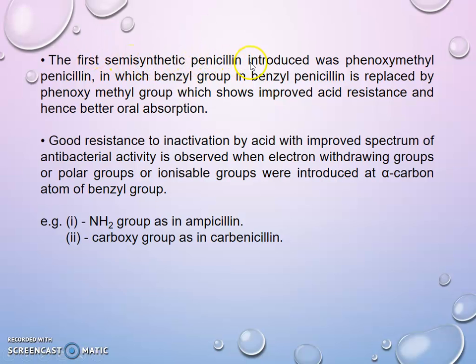The first semisynthetic penicillin introduced was phenoxymethyl penicillin, in which the benzyl group of benzyl penicillin is replaced by a phenoxymethyl group, which shows improved acid resistance and better oral absorption. Good resistance to inactivation by acid, with an improved spectrum of antibacterial activity, is observed when an electron withdrawing group, polar group or ionizable group is attached at the alpha carbon atom of the benzyl group, for example, the amino group as in ampicillin and the carboxy group as in carbenicillin.